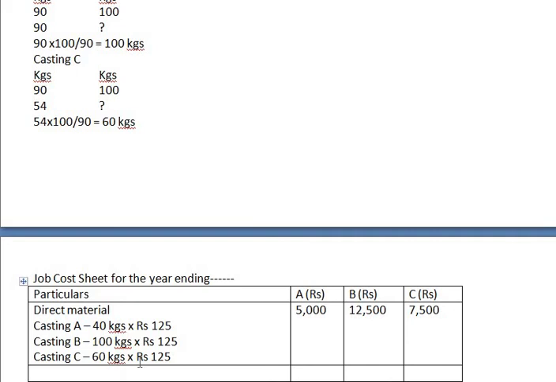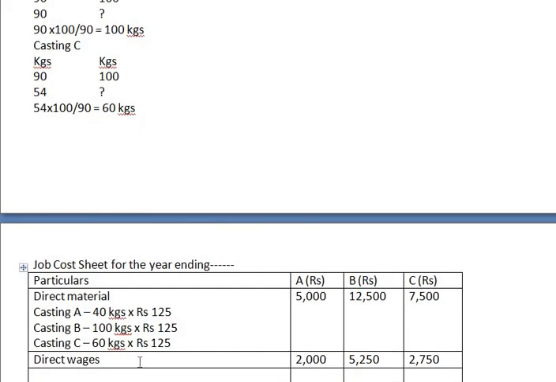7,500. Okay, yes. Now next we need to take direct wages. Direct wages is given in the problem. Go through the problem. Direct wages is 2,000 for A, 5,250 for B, and 2,750 for C.